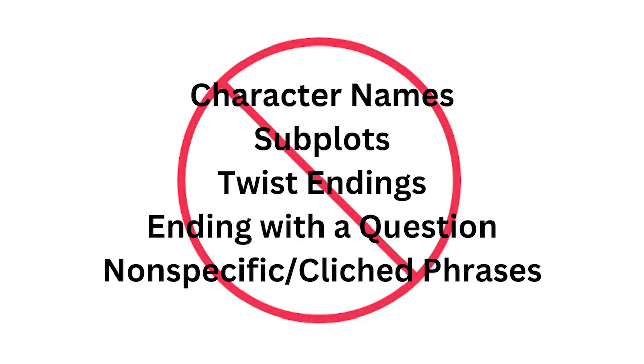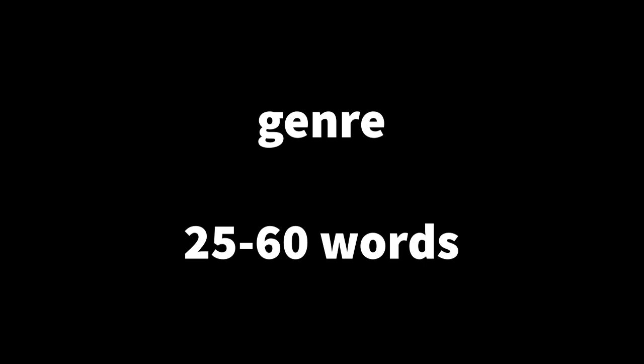Now, here are things to avoid. Character names, unless you're writing a biopic of a well-known person. Subplots. Twist endings. Ending with a question. And non-specific or cliched phrases, such as, "Then their lives are shattered," or "They must confront the demons of their past," or "They have to learn to love again." Your logline should convey the genre of your movie, and it should be between 25 to 60 words long.